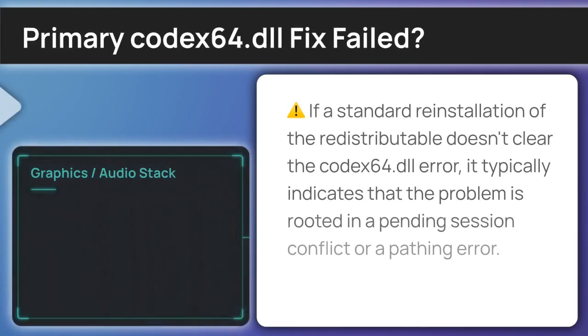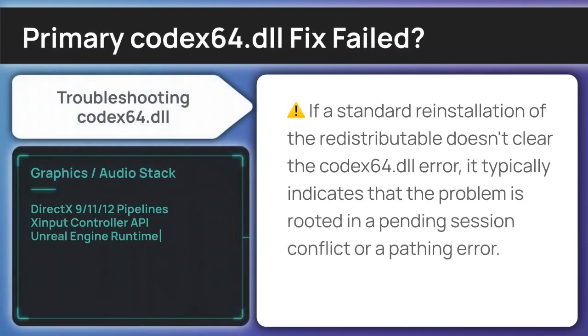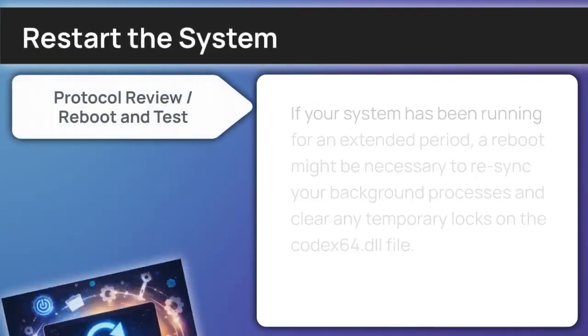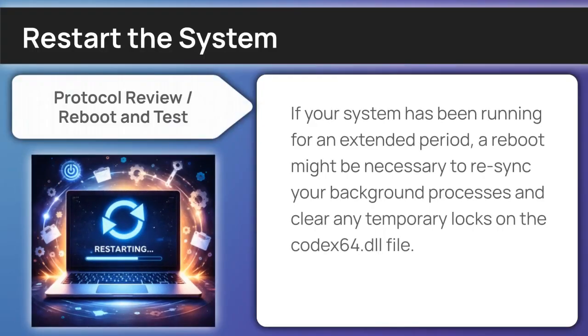When a standard software refresh isn't enough, we need to bypass the automated installers and look at manual system state resets. A quick reboot can determine if the error is transient. While it won't fix a deleted file, it can re-establish the connection between your software and the codex64 file if the path was temporarily busy.